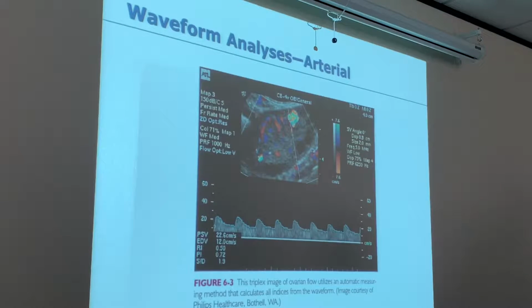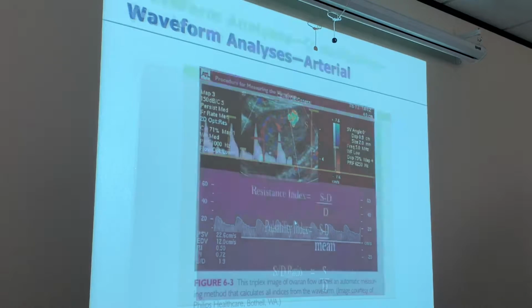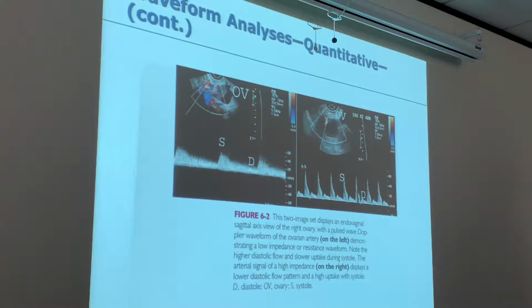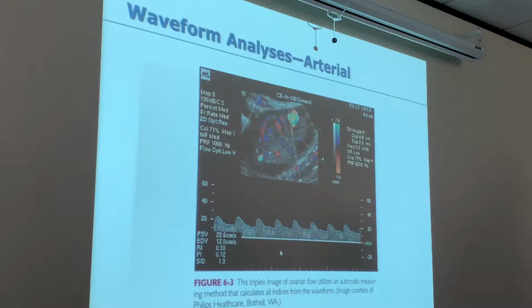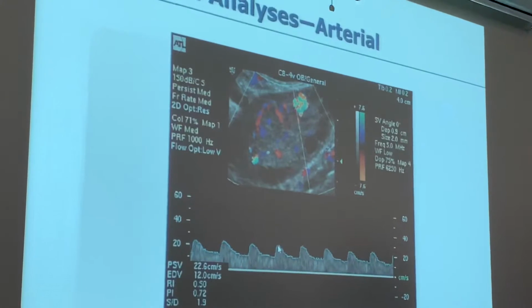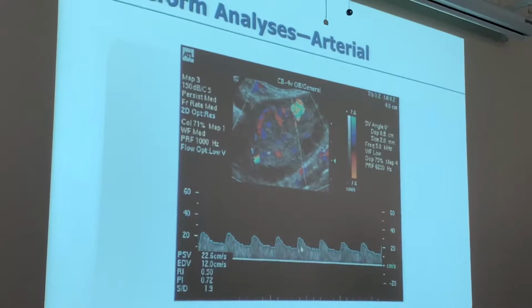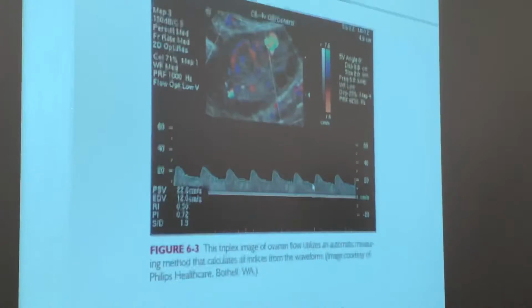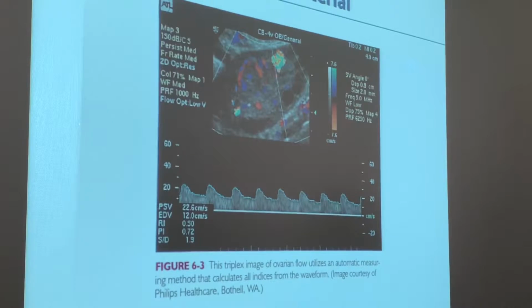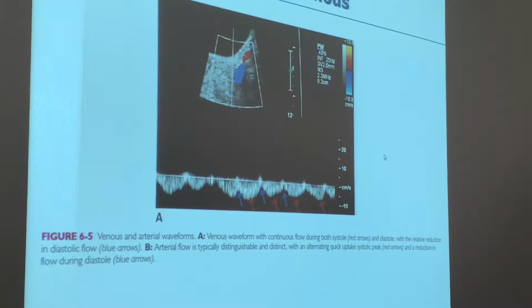Okay? It's arterial flow. The only difference is that my systolic never comes to a point, but it's still arterial flow. Systolic, diastolic. Systolic, diastolic. Okay? This is venous flow. Notice this little thing right here?